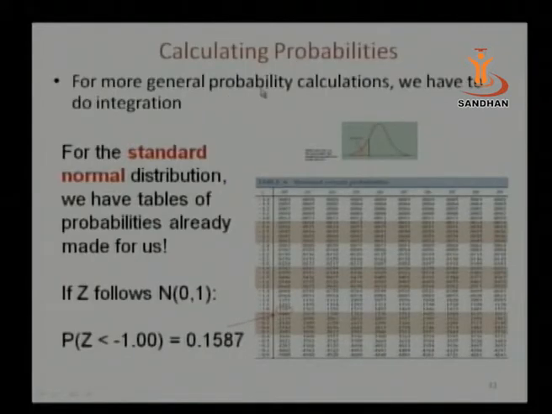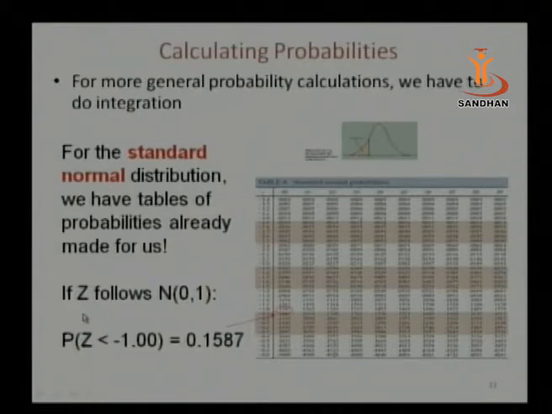Okay, now calculating the probabilities. How will you calculate the probabilities? You also have quite some knowledge from the previous session. Let us see. For more general probability calculations, we have to do the integration, meaning integration from minus infinity to whatever the value of x. For the standard normal distribution, we have tables of probabilities already made for us. It is one advantage, one blessing for us.